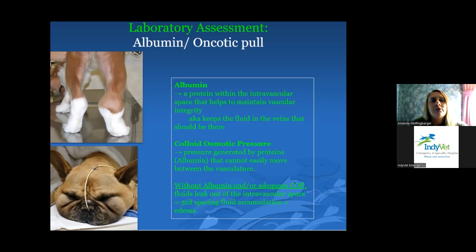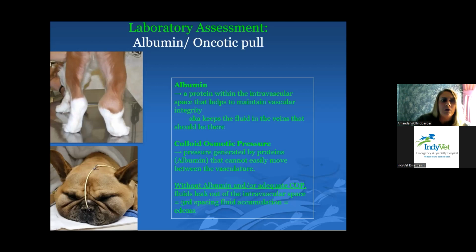So both of those together, without one and/or the other, the fluids are going to leak out of the intravascular space and cause third spacing, so the fluids accumulate, and then we see, like in the top left picture, edema forming, whether it be peripheral edema or facial edema in that Frenchie.